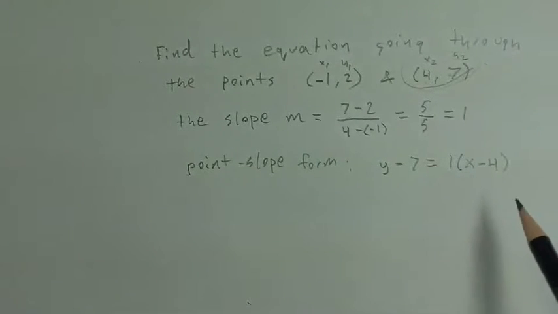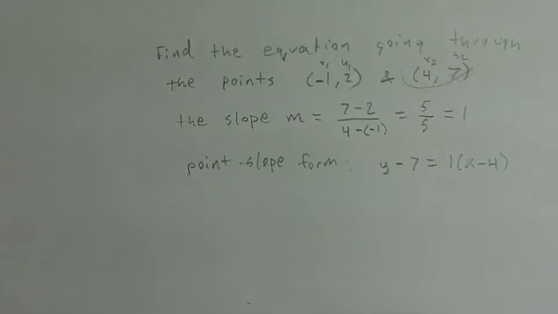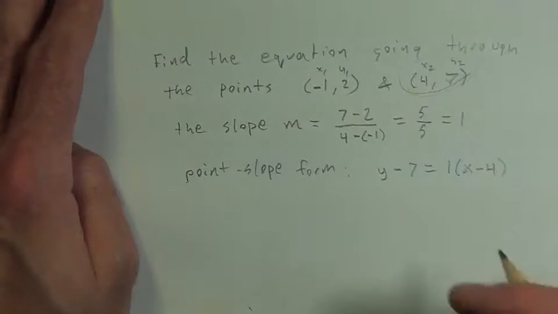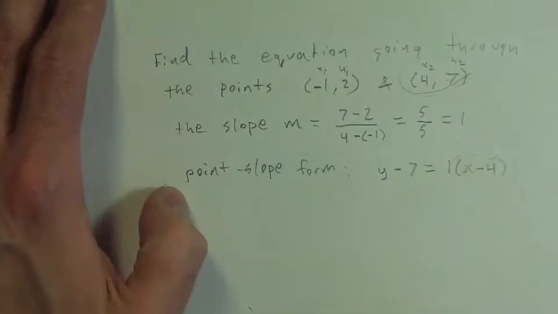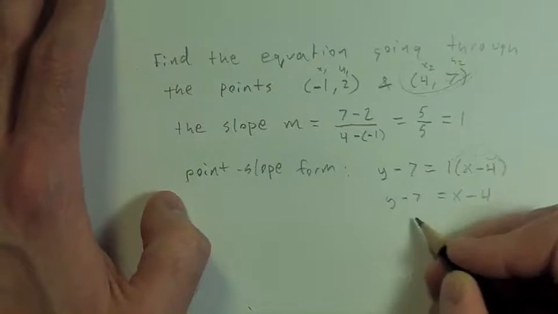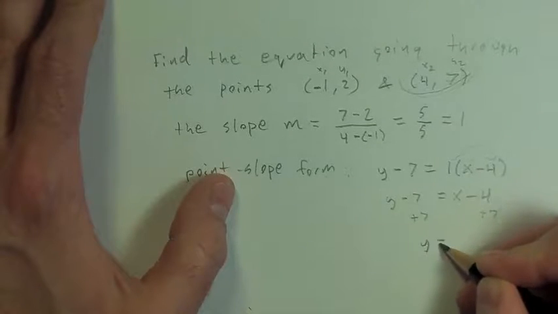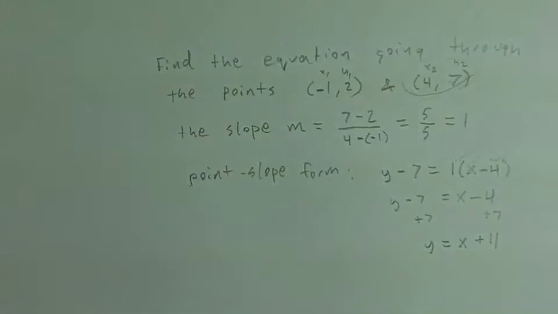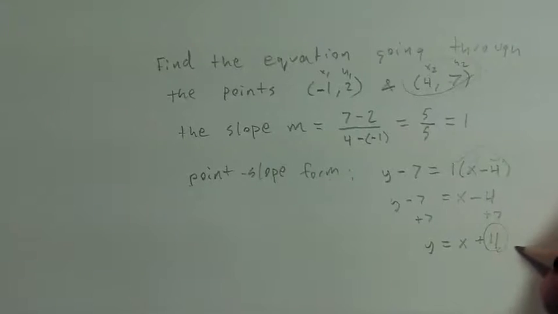Okay, so here's the point slope form. The slope, the point 4, 7, and then to get to slope-intercept form, we're going to solve for y. So we would distribute this 1, which isn't really going to do much. So we'll get y minus 7 is equal to x minus 4. And then we'll add 7 on both sides. Okay, so we'll get y is equal to x plus 11. Okay, so the y-intercept is 11.